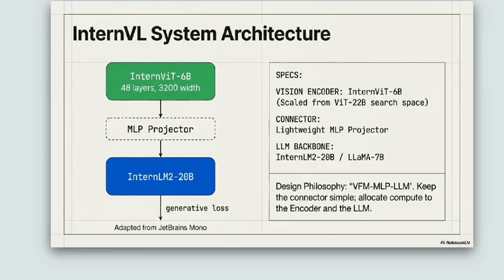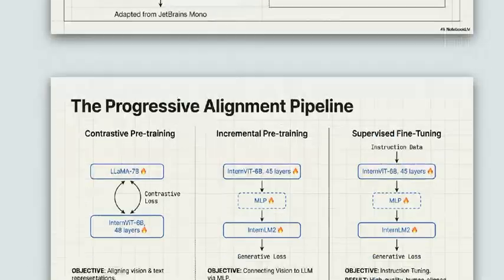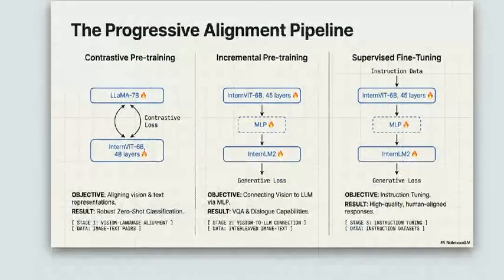Stage one is that contrastive pre-training we talked about. Just getting the vision and text representations to look at each other. This is purely about aligning the raw data using massive data sets. Just the matching game. Dog equals dog picture. Right. Stage two is incremental pre-training. This is where they actually hook up that MLP connector to the language model. They feed it interleaved data: articles with photos, textbooks with diagrams.